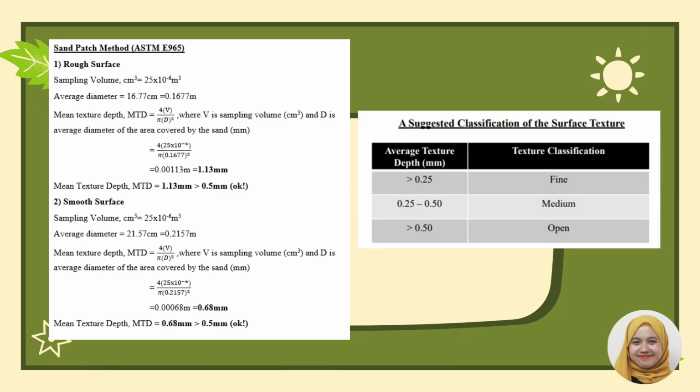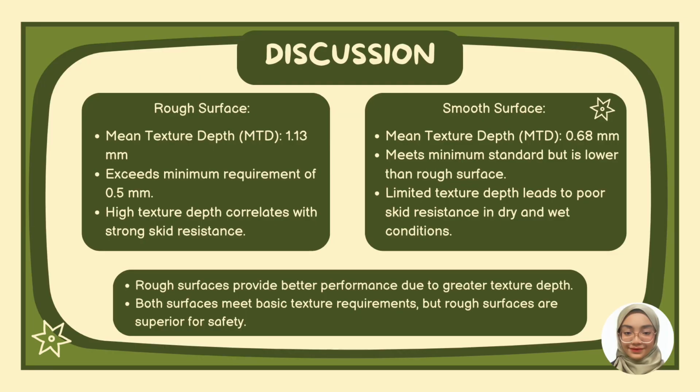So, the mean texture depth for the rough surface is 1.13 mm and for the smooth surface is 0.68 mm. According to the Transport and Road Research Laboratory 1969, used by JKR, the average texture depth must be more than 0.50 mm. Since these two surfaces are more than 0.50, we conclude it's okay.